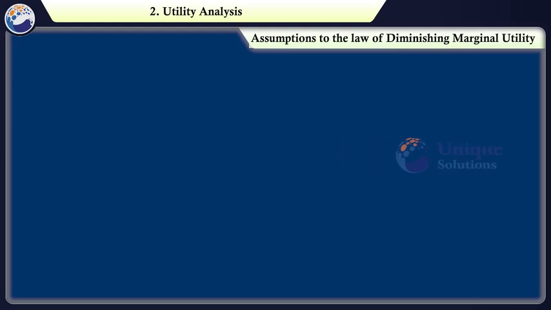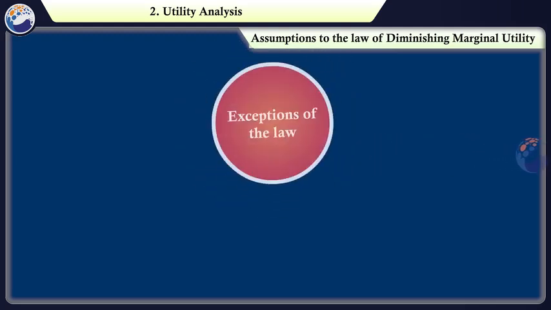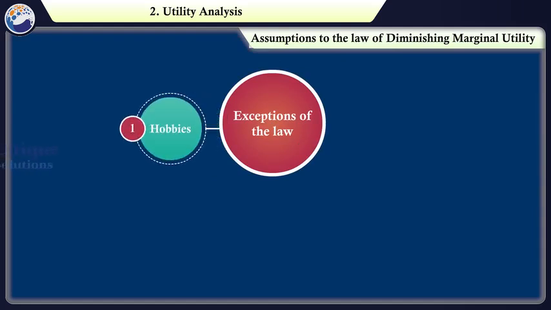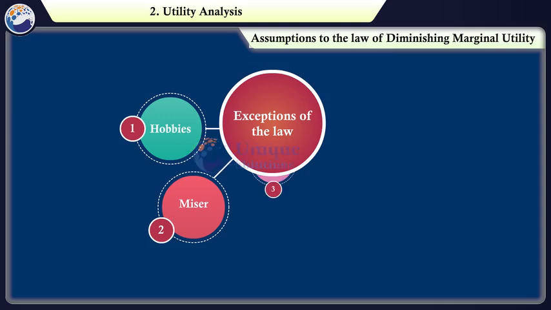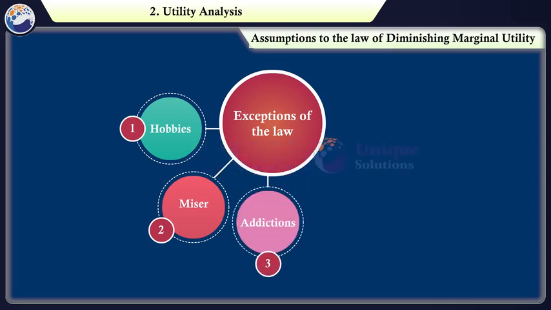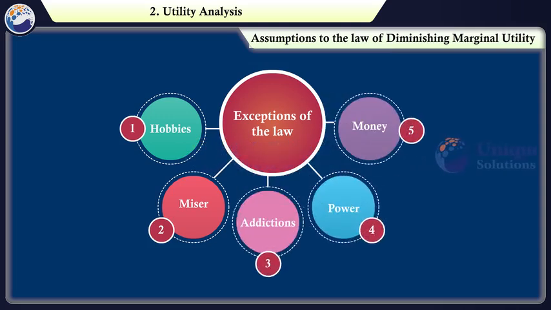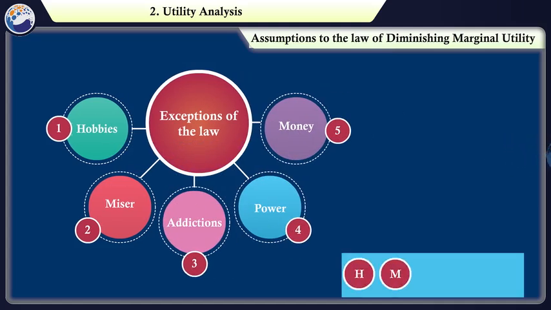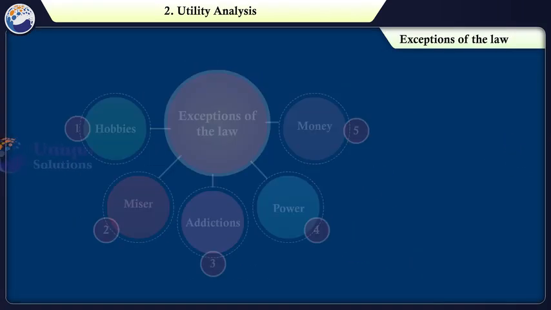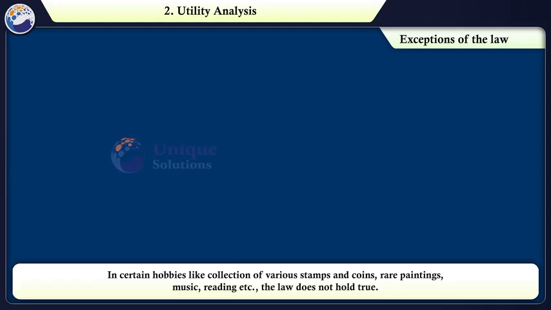Exceptions of the law. Following are the exceptions to the law of diminishing marginal utility. First, hobbies. Second, miser. Third, addictions. Fourth, power. Fifth, money. Now let's understand the exceptions of the law of diminishing marginal utility in detail.